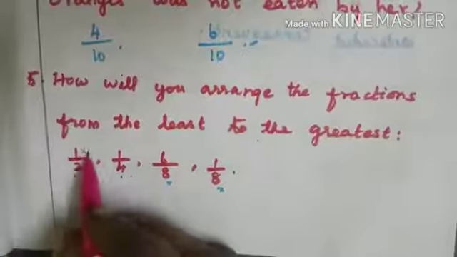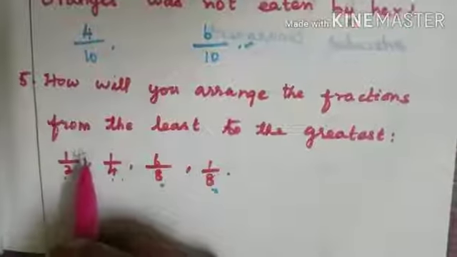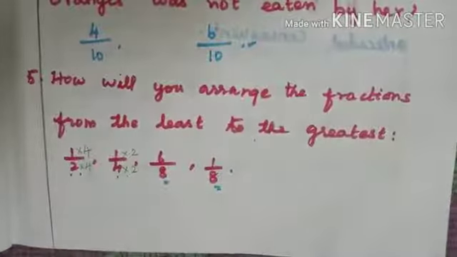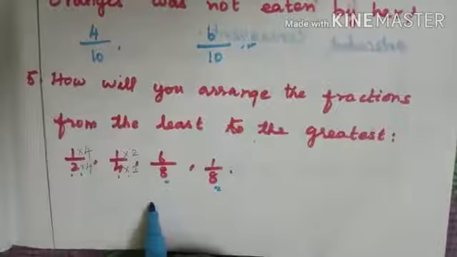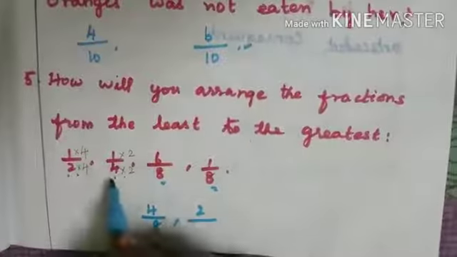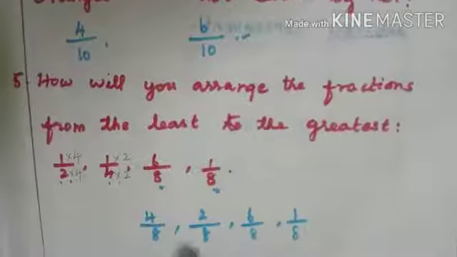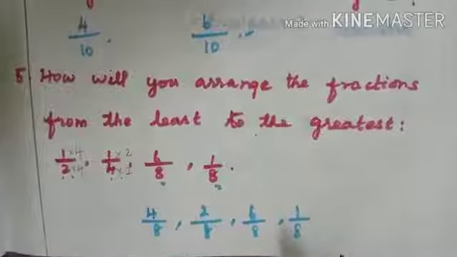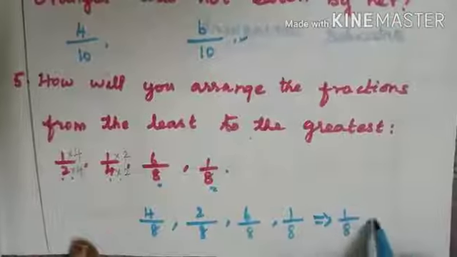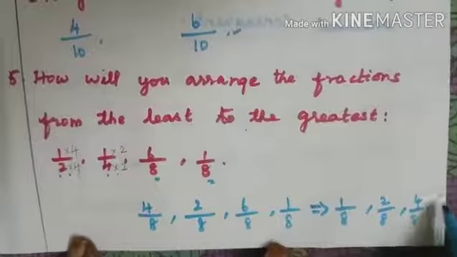2 4s are 8. So we have to multiply the numerator also with the same number, and this is the condition. Here 4 2s are 8 and here 1 2 is 2, isn't it? Therefore now we get 4 by 8, and 1 by 4 becomes 2 by 8, and 6 by 8 and 1 by 8. Now we have the same denominator. Therefore how to arrange? Least means the smallest. Therefore the answer will be 1 by 8, the next number is 2 by 8, the next 4 by 8 and last 6 by 8.